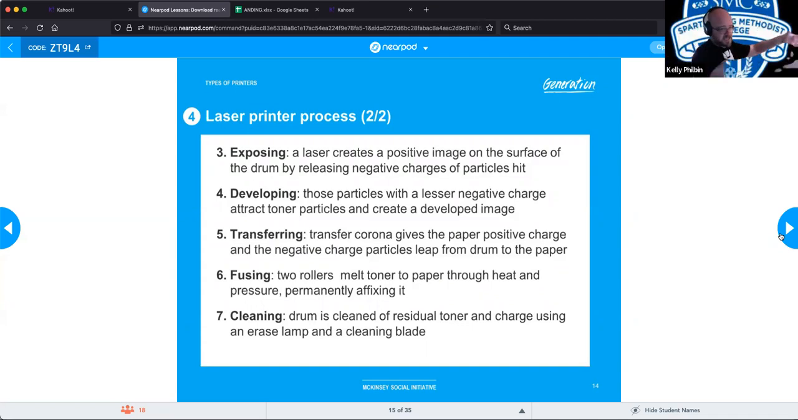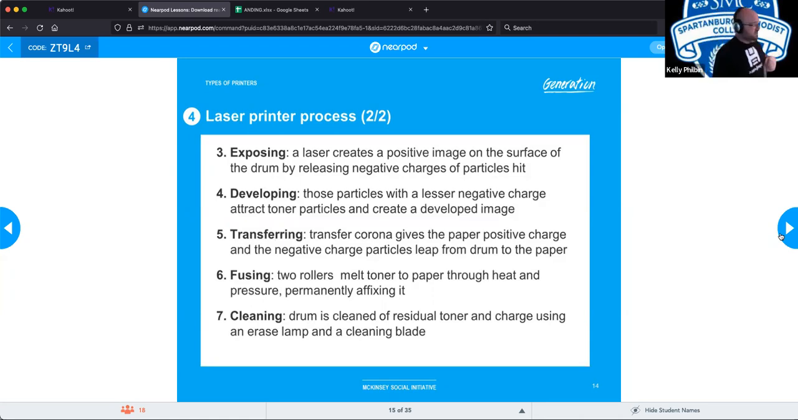So we've processed the image and received it from our computer. We've created a universal charge on the drum. So we've charged it. Now we're exposing that drum, writing the image that we want to print onto the drum with the laser. So that's the third step.